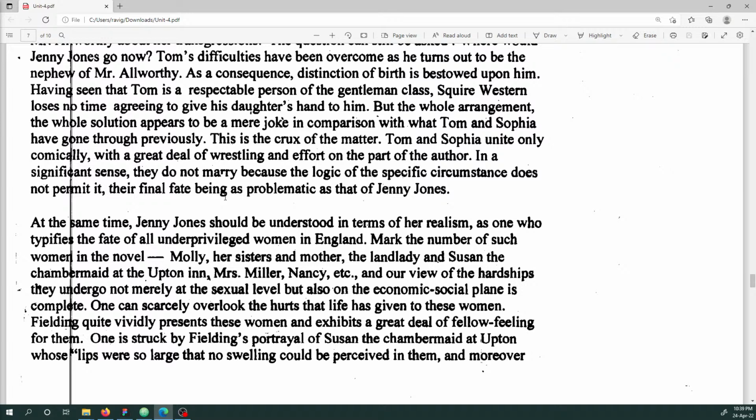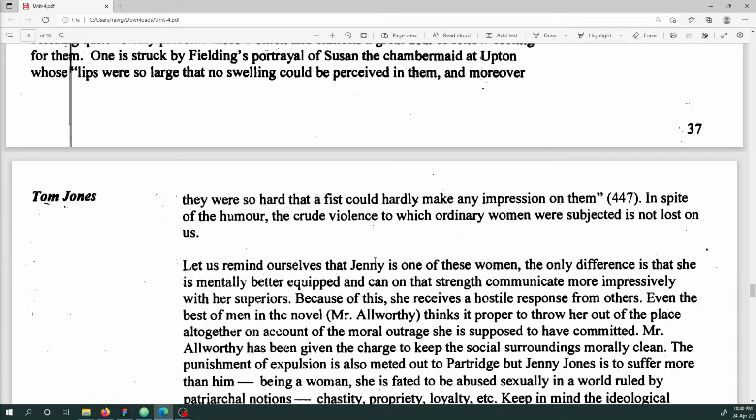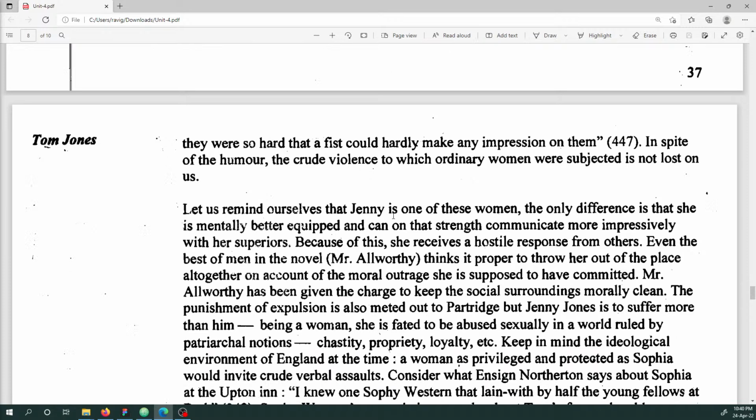One is struck by Fielding's portrayal of Susan, the chambermaid at Upton, whose lips were so large, so swelling, and moreover so hard that a fist could hardly make an impression on them. In spite of the humor, the crude violence to which ordinary women were subjected is not lost on us. Let us remind ourselves that Jenny is one of these women. The only difference is that she is mentally better equipped and can, on that strength, communicate more impressively with her superiors. Because of this, she receives a hostile response from others.